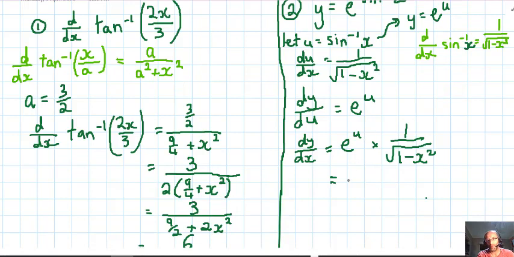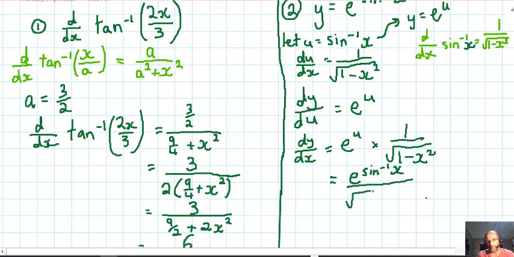And subbing back in terms of x, so we have e to the u over the square root of 1 minus x squared, but if we substitute back in terms of x, we would have e to the inverse sine of x over the square root of 1 minus x squared. Okay, so the answer is e to the inverse sine of x over the square root of 1 minus x squared.